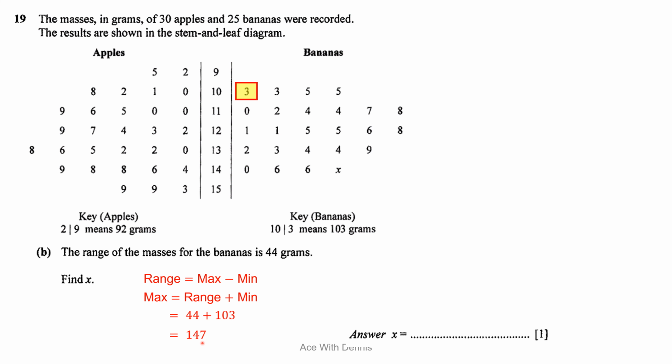Okay, be careful with this question. The X is not 147. The X is the last digit of the maximum value. Hence, X equals 7. So 7 is the final answer.